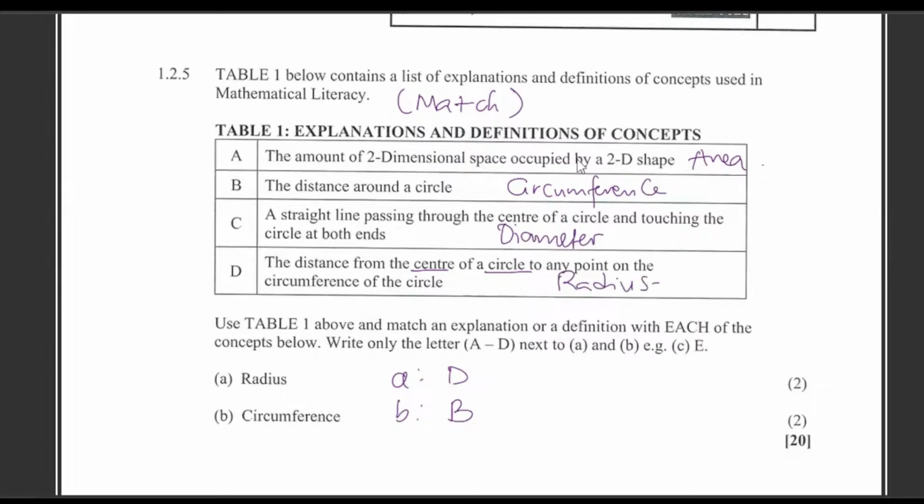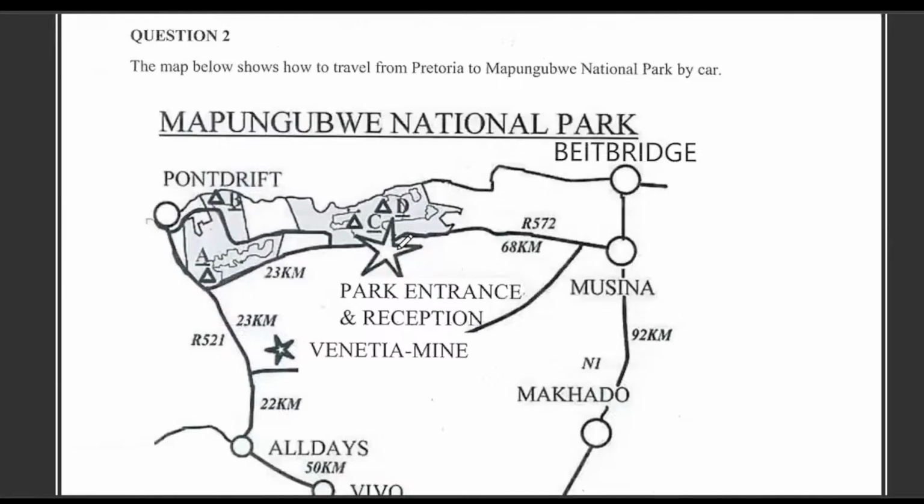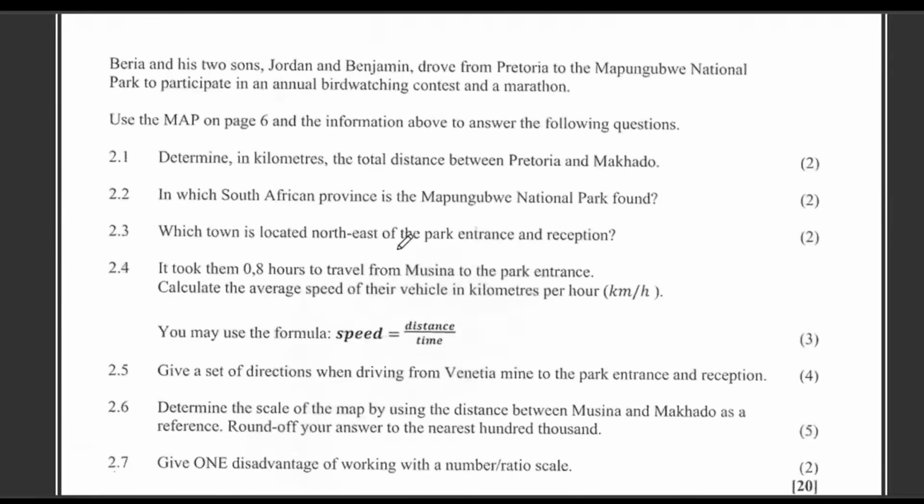Okay, let's continue. Let's look at question number 2. Question 2 starts with an annexure. The map is there. Okay. Beria and his 2 sons, Jordan and Benjamin, drove from Pretoria to Mapungwe National Park to participate in an annual bird watching contest and a marathon. Use the map on page 6 and the information above to answer the following questions.